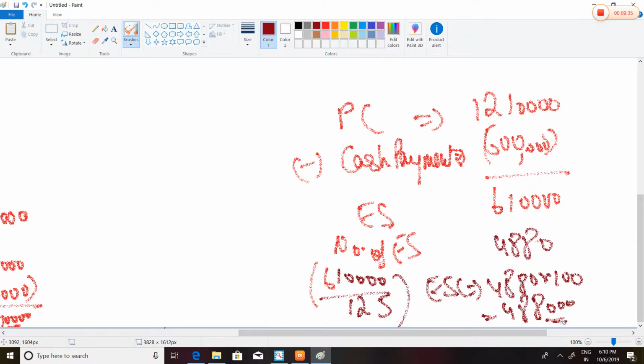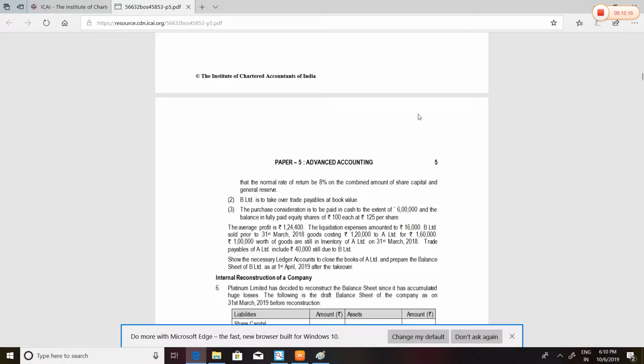You have to make the realization account, and on it you have to transfer all the assets and liabilities at book value. Then by B Limited, the purchase consideration. Then the balancing amount would be transferred to the equity shareholders account. Next you have to prepare the bank account, third is equity shares in B Limited, fourth is B Limited, and last is the equity shareholders account.